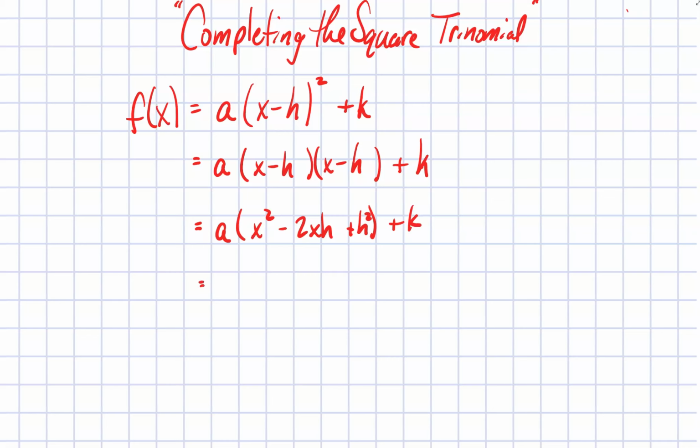And we can distribute this a in, so now we have ax squared. And notice how I'm going to distribute this here. I'm going to put the a in position with this group, and I'm also going to slide this h over. You'll see why in just a second. So we'll call this minus 2ah times x, and we'll add to that ah squared, and we have the plus k that's left over.